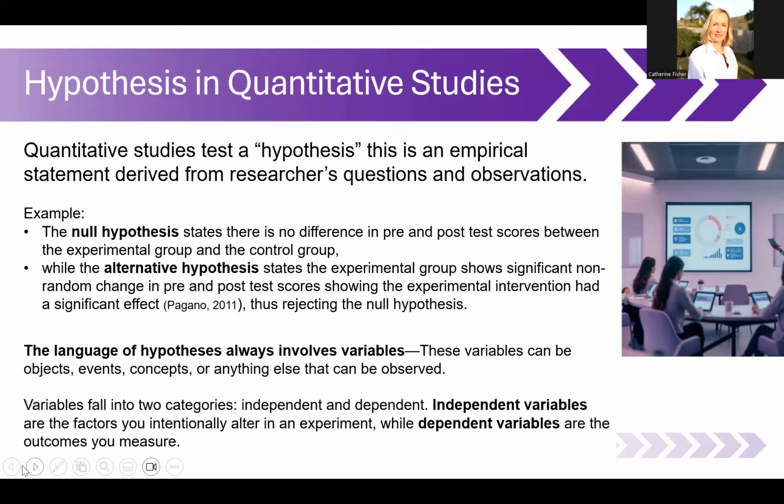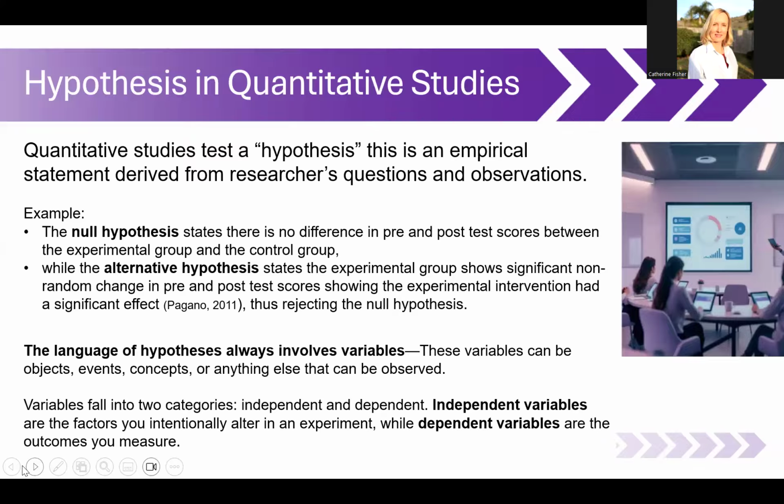The null hypothesis states that there's no difference, for example, in pre and post test scores between the experimental group and the control group, while the alternative hypothesis states that the experimental group shows a significant non-random change in their pre and post test scores, showing that the experimental intervention had a significant effect, thus rejecting the null hypothesis.